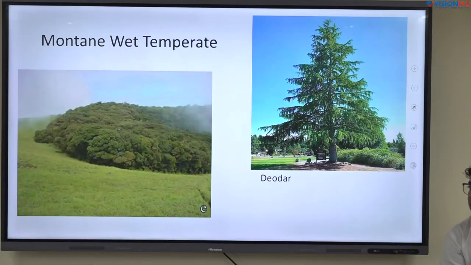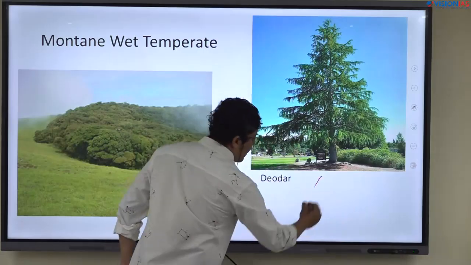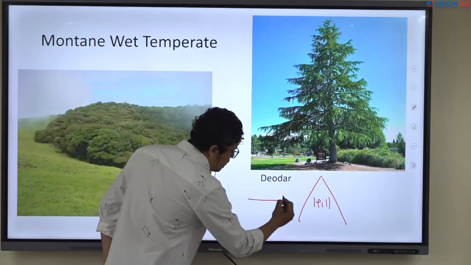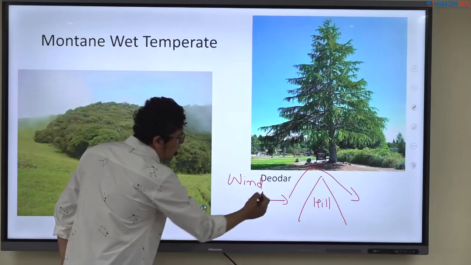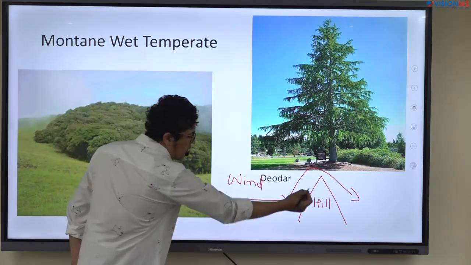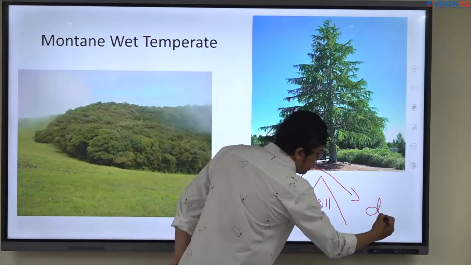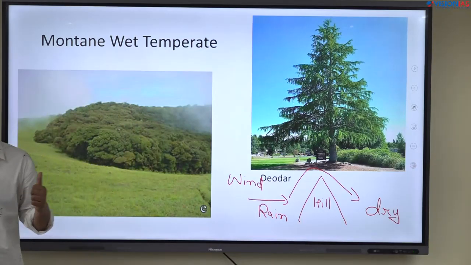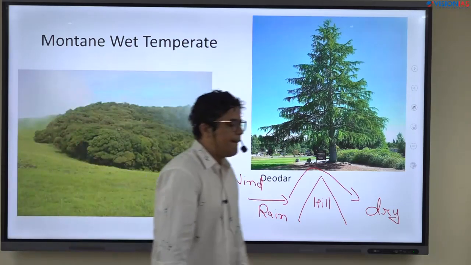Okay, and yeah, the reason is simple. In a hilly region, you will have heavy rainfall on one side. If wind has to move to the opposite side of the hill, it will cause heavy rainfall here. And when wind goes to the other side, it will become dry. So you will have heavy rainfall on one side and relatively less rainfall on the opposite side. Okay.